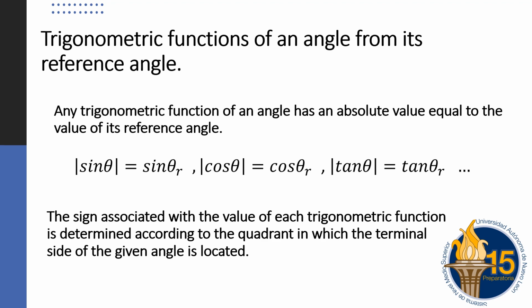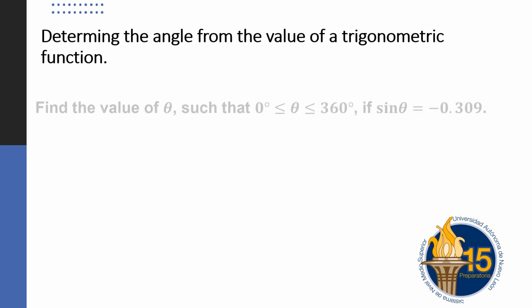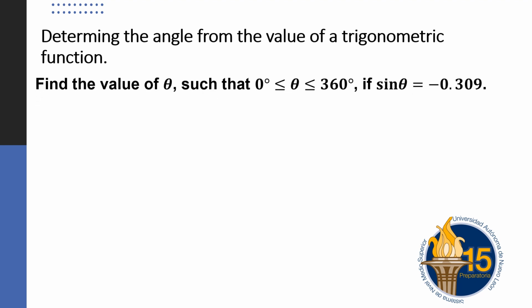This definition will help us when we have to determine the value of the angle when the value of a trigonometric function is known, because it means that there are two angles between 0 and 360 degrees for every value of a trigonometric function. Let's see the following example. Find the value of theta such that this angle measures more than or equal to 0 but less than or equal to 360 degrees if sine of theta equals minus 0.309.